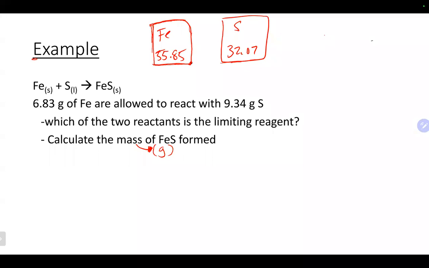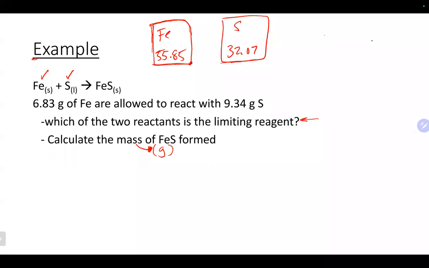So we're given this problem: 6.83 grams of iron are allowed to react with 9.34 grams of sulfur. We pretty much want to know how much product is being formed. If they weren't nice enough to ask that question, we would know that it is a limiting reagent problem because they gave us grams of iron, which clearly we could get moles from, and grams of sulfur, which we could also clearly get moles from. So again, if they didn't tell you limiting reagent, that is what should point out to you that this is a limiting reagent problem.